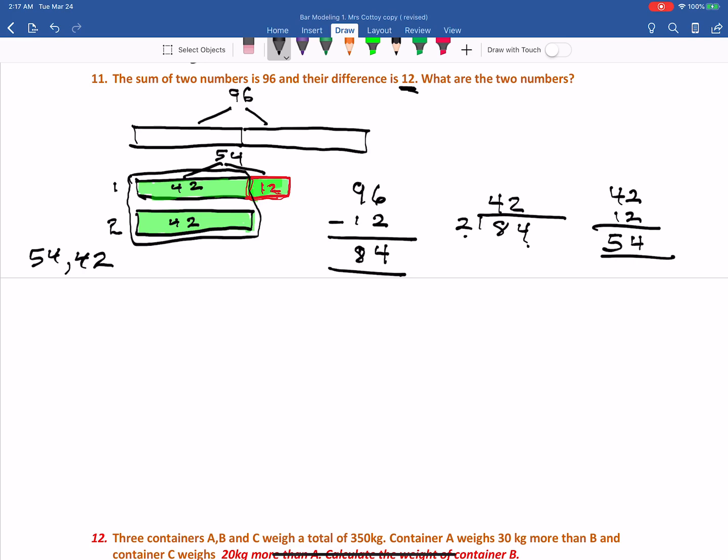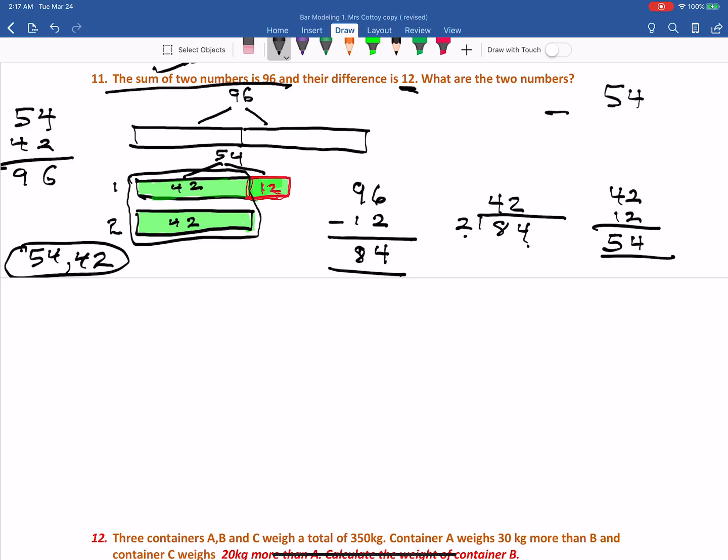Let's check our question. Based on these answers, let's see if we can be correct. The sum of two numbers is 96. Let's see if these two numbers add up to 96. 54 plus 42, 4 plus 2, 6, 5 plus 4, 9. This part is correct. Their difference is 12. 54 minus 42. 4 take away 2, 2. 5 take away 4, 1. Bingo! It's correct. So let's move on.